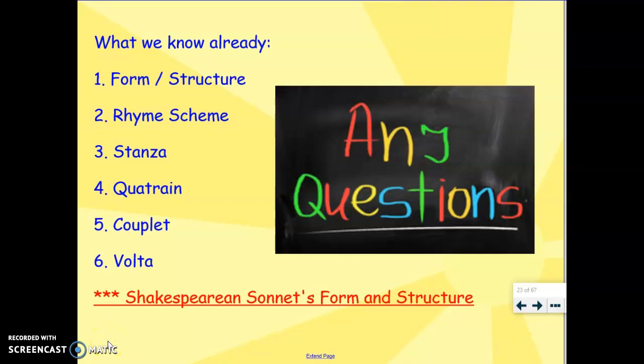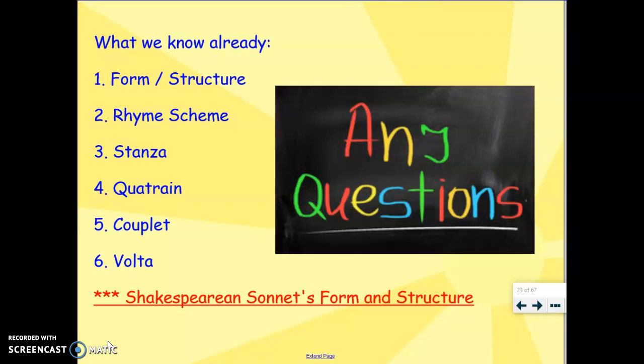Okay, so what we want to do for today in this video is add the final piece to labeling and diagramming a Shakespearean sonnet's form and structure. Now here's what we already know in regards to that. Number one is we know what we now mean by form and structure. What we mean by that is the way the sonnet is physically constructed.